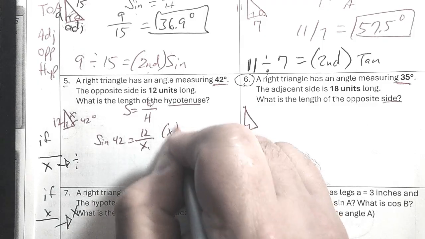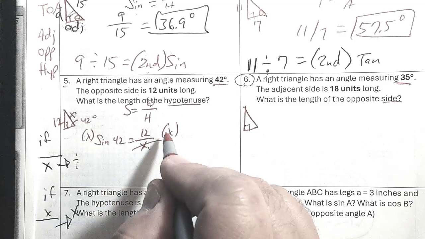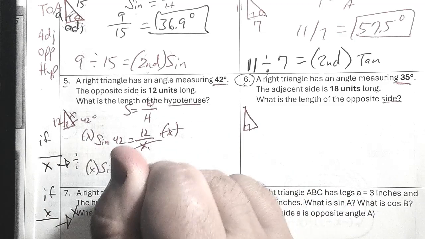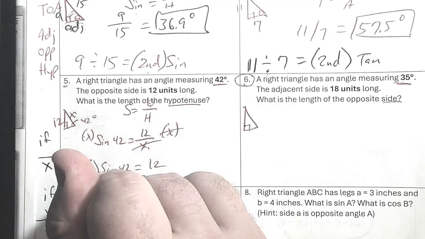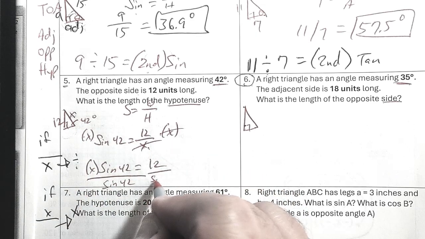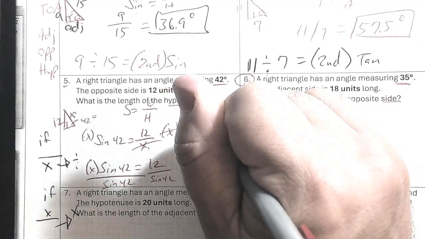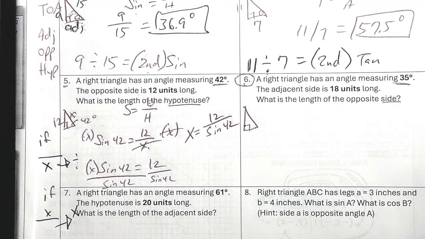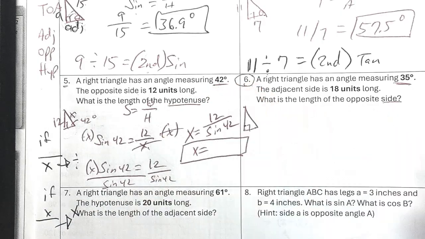So the first thing we have to do is get x out of that denominator. So we multiply both sides by x. So this cancels. Now we have x times sine 42. And the only thing left over there was 12. All right, so now we're going to divide both sides by sine 42. See, I said divide. So we're left with x equals 12 divided by sine 42. I'm going to put x equals here and leave a box.